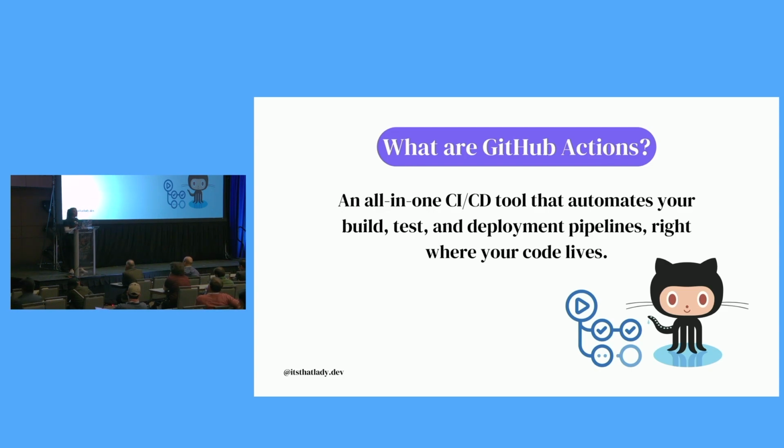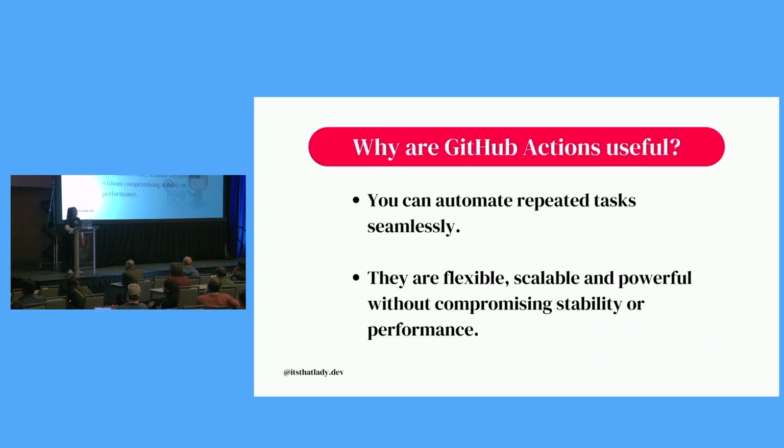It's not just for CI/CD tooling. It's also for other things that you want to do in your repositories. They're useful because you can automate repeated tasks, like I just demonstrated in that example. They're flexible, they're scalable, they're powerful without compromising your stability or performance. Now, to write an Action, you will use YAML. It's YAML based. So if you can create a YAML file, or ask an AI to help you learn how to create a YAML file, that is something that you can definitely get into.